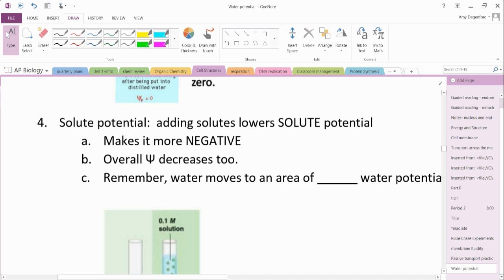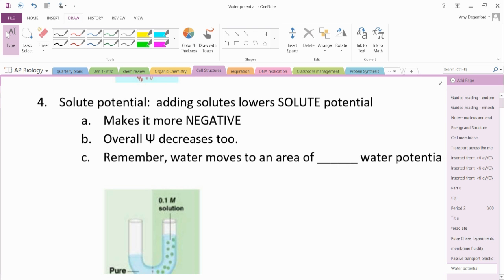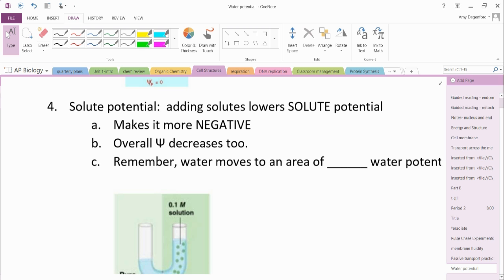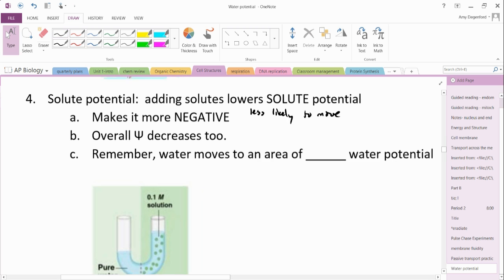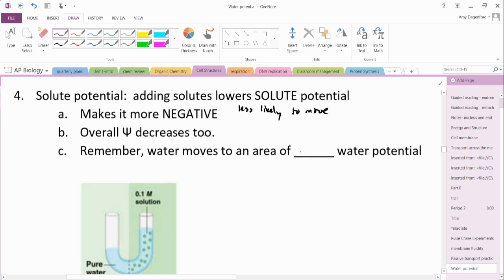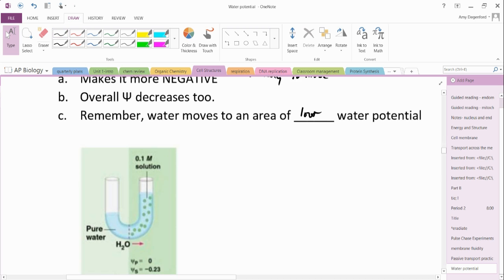Now, solute potential is, I think, actually a little bit easier, because as soon as you add any solutes, it makes it more negative. It lowers the solute potential, so water is less likely to move, and that means the overall water potential decreases. Keep in mind, water moves to an area of low water potential. So more solutes means it's more negative. And remember, that means a higher concentration of solutes and a low concentration of water.